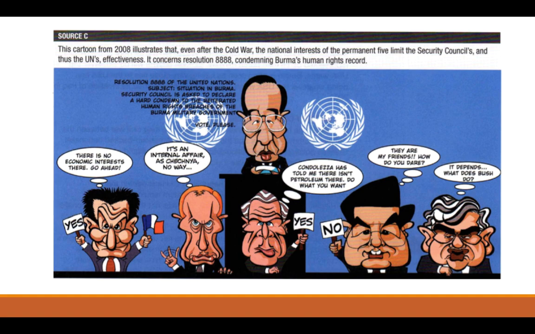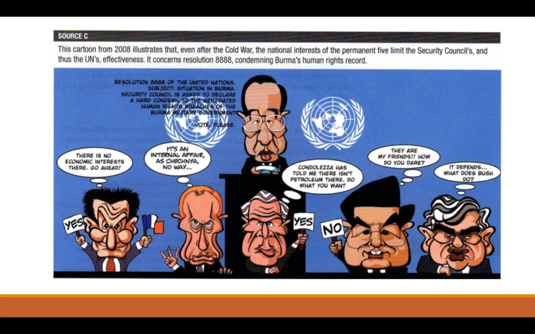Let's look at the third, fourth, and fifth people. Try to guess who they are. Permanent five, remember? So who's the third person, saying Condoleezza has told me there isn't petroleum there, so do what you want? This is the USA. The USA is trying to say that it does not clash with our national interests, so go on and send the peacekeeping operation.